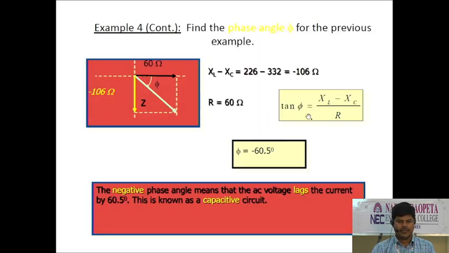So the phase angle will be tan phi equal to (XL minus XC) divided by R. We know the values of XL and XC, we substitute, and the phase angle is minus 60.5 degrees. This minus represents current leads, plus represents current lags. So the negative sign means that the voltage lags the current by 60.5 degrees. Therefore, this will be a capacitive circuit, while a positive angle indicates an inductive circuit. So based on the phase angle we can say whether it is an inductive dominating or capacitive dominating circuit. From this example, this circuit is a capacitive dominating circuit.